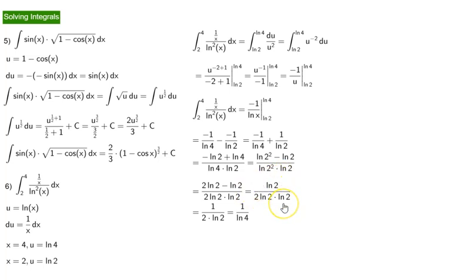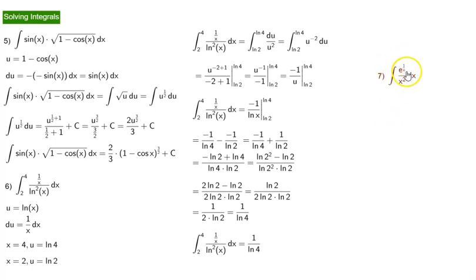So, natural log 2 cancels, and we are left with 1 by 2 times natural log of 2, which is equal to, because 2 can be taken up as a power, so we end up with 1 by natural log of 4. Finally, we can write integral from 2 to 4 of 1 by x divided by natural log square x dx is equal to 1 by natural log of 4. Let's take the seventh one.